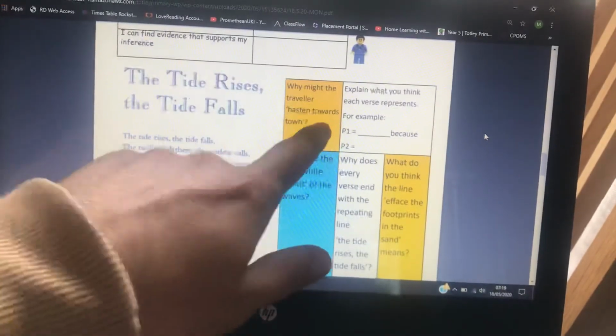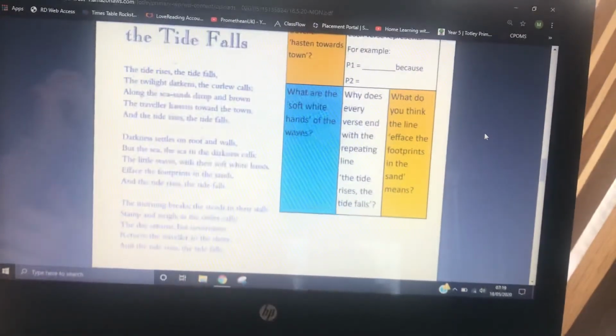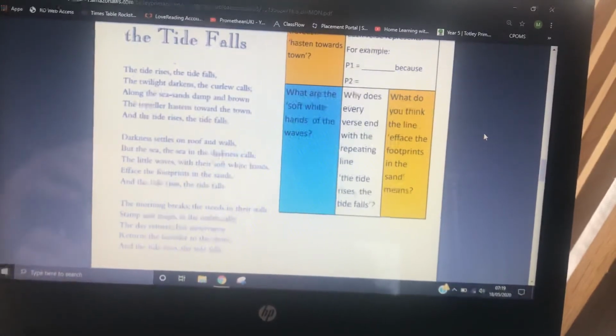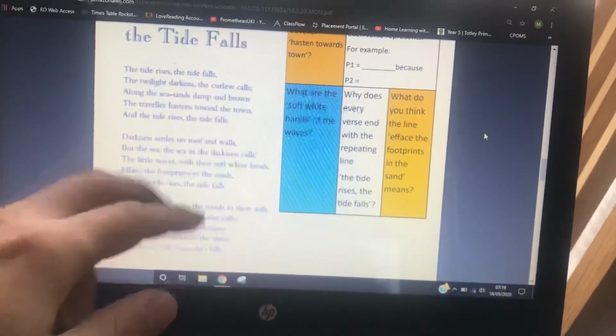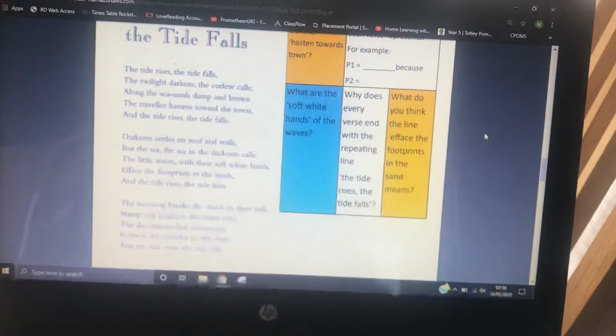Why might the traveller hasten towards town? Well, as we've already discussed, it's getting dark. You don't want to be out at sea when it's dark, or out on the beaches when it's dark. So because twilight is darkening, the traveller hastens towards town. He wants to get back home. What do you think the line, efface the footprints in the sand, means?